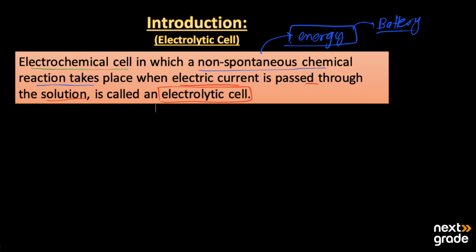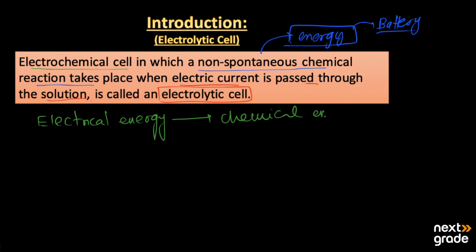In simple terms, in this chemical reaction the electrical energy is being converted into chemical energy. So to run a chemical reaction here we require a battery or any source of energy, so that the electrical energy or electrical current will be converted into chemical energy. So this is a simple definition or overview of the electrolytic cell.